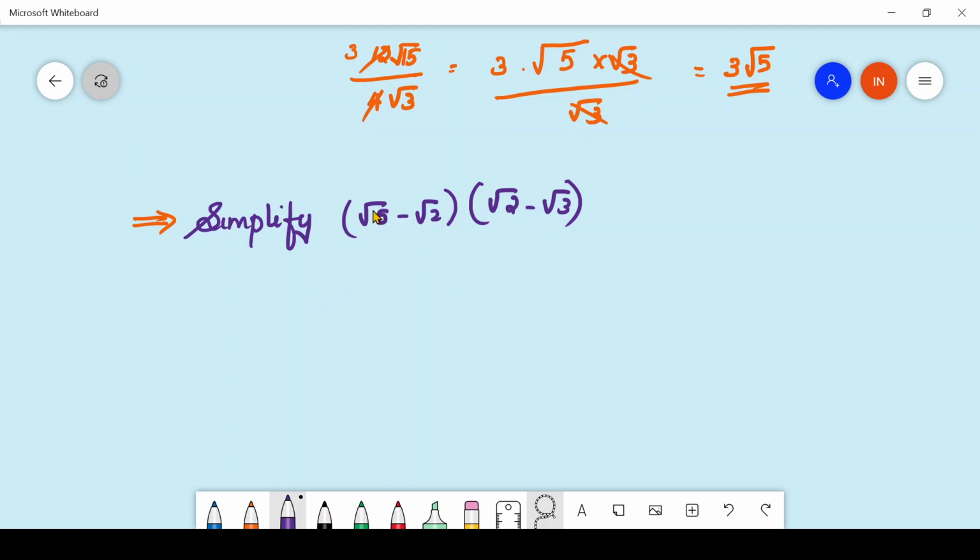So how you will open the bracket: the first term of the first bracket multiplied with the first term of the second bracket. Like that you have to do the operation over here, right? So I can do it as root 5 multiplied with root 2, then with the second term in the second bracket, that is root 5 multiplied with negative root 3. Then what will be the operation here? That you have to write as positive. And it will turn to negative because here you have the negative root 3, right?